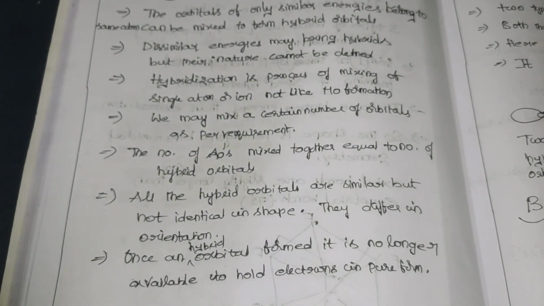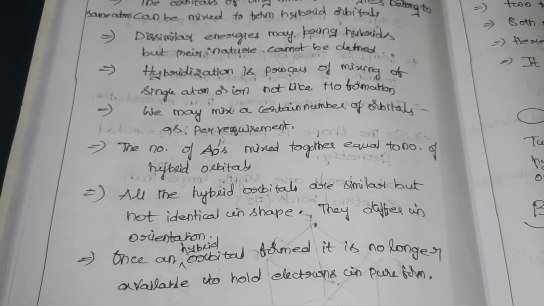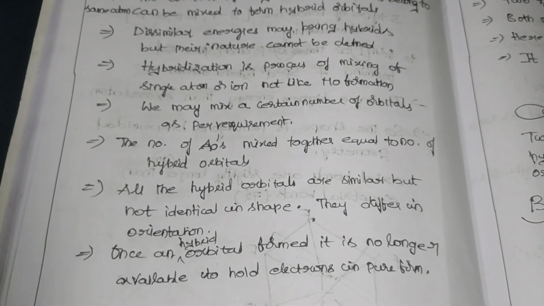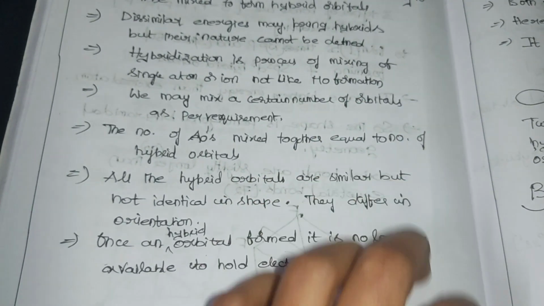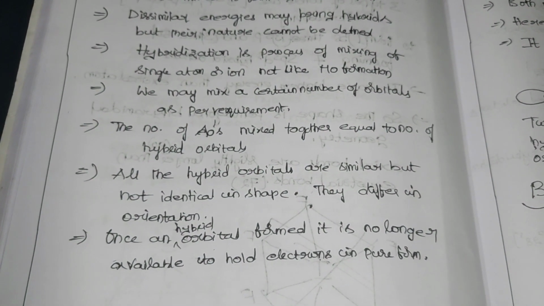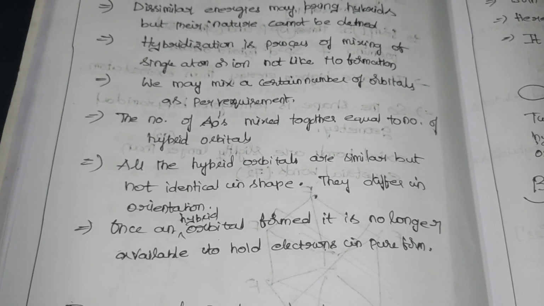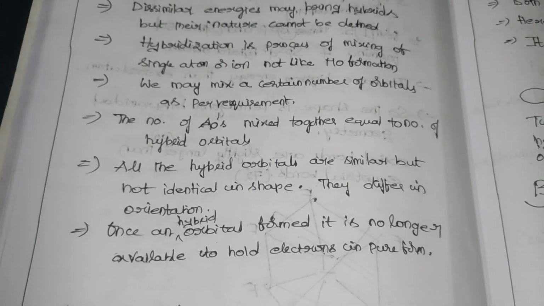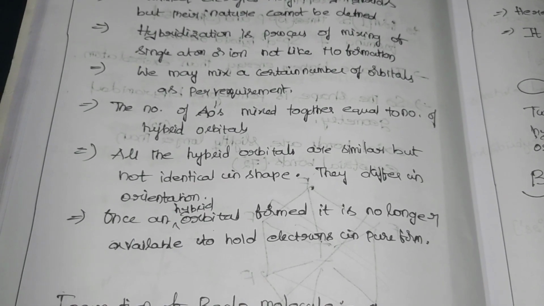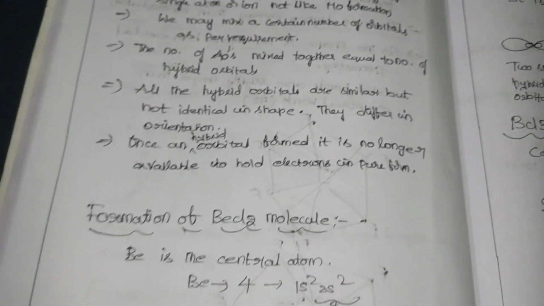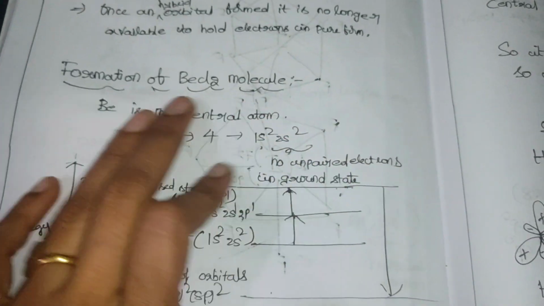So very easy: only orbitals of similar energy will mix, and mixing of orbitals of a single atom or ion is not like molecular orbital formation. We can mix a certain number of orbitals as per our requirement, and an equal number of hybrid orbitals are formed. However many atomic orbitals there are, that many hybrid orbitals are formed, and they may not have identical shape or orientation. That's all. Next we will see how the BeCl2 molecule is formed.